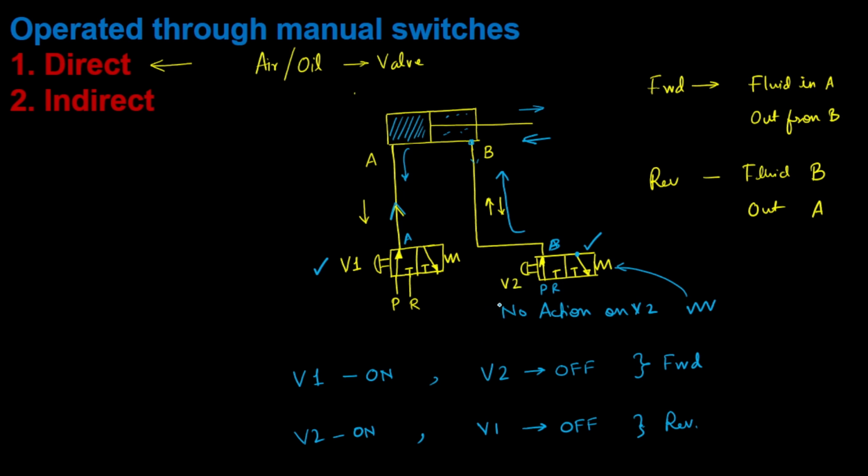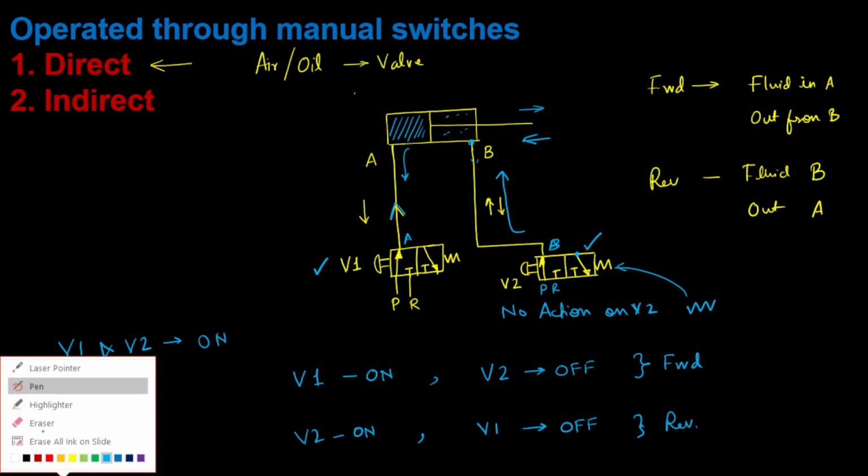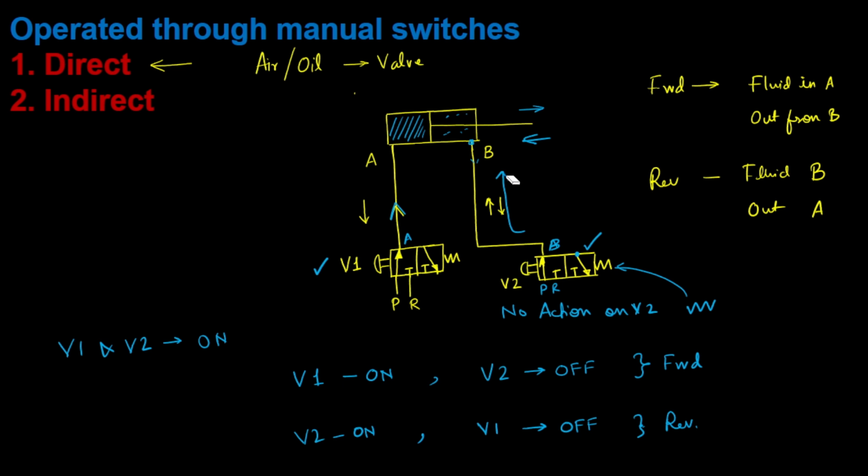Now here the issue is, what happens if V1 and V2 are pressed together, on together? Then what will happen? Then you can see pressure from both lines will enter into this particular line. This fluid will try to move from both of these lines, and then both sides of the cylinder will have high pressure and it will not have any particular motion.